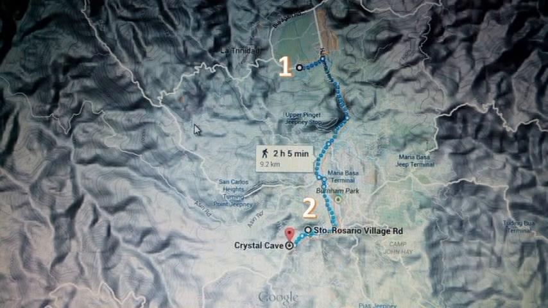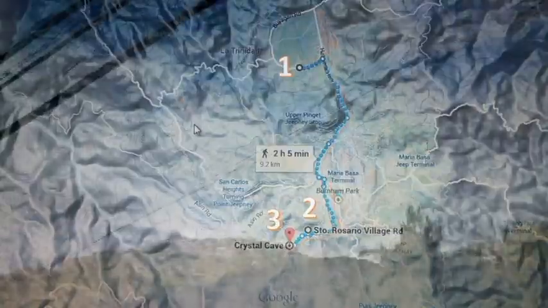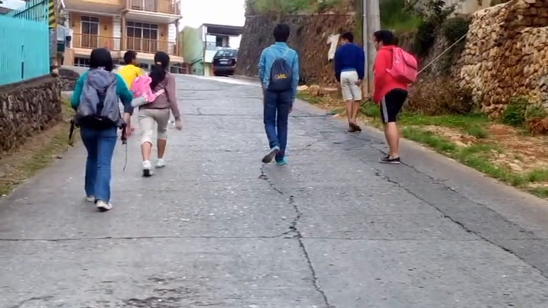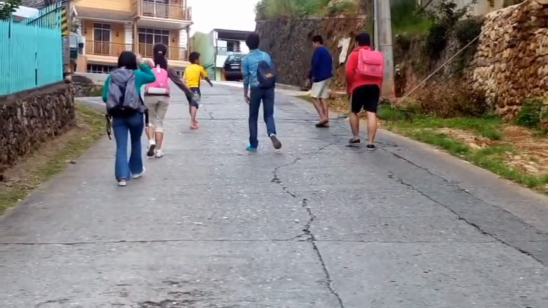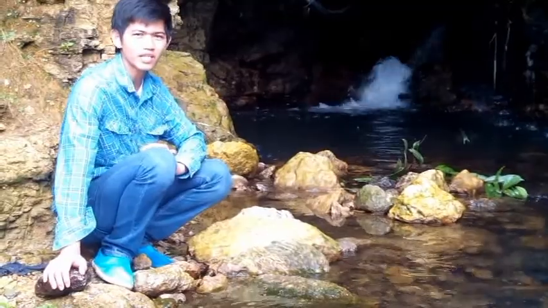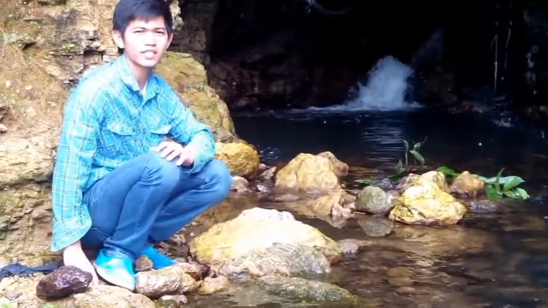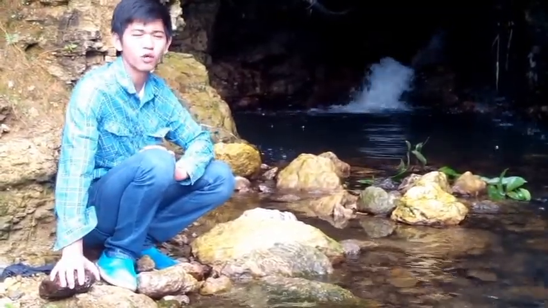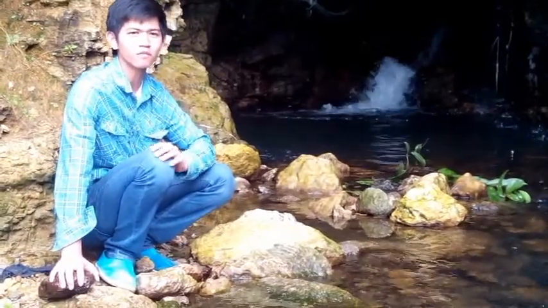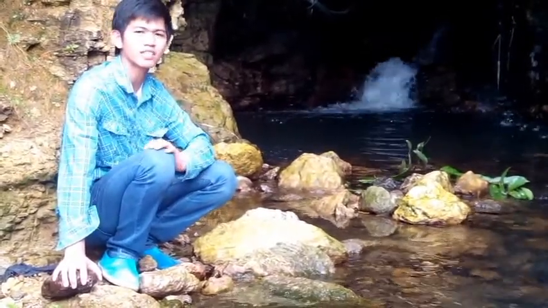We went to Crystal Cave to see some examples of sedimentary rocks. Sedimentary rocks are rocks that are formed when sediments are compacted and cemented. Sediments are lower rocks of the Earth's surface that are broken down into smaller pieces. Erosion involves the weathering and the removal of rocks.